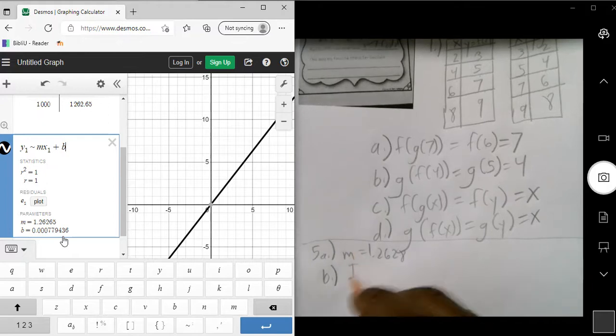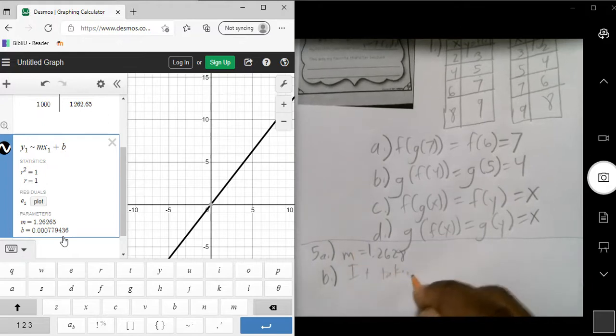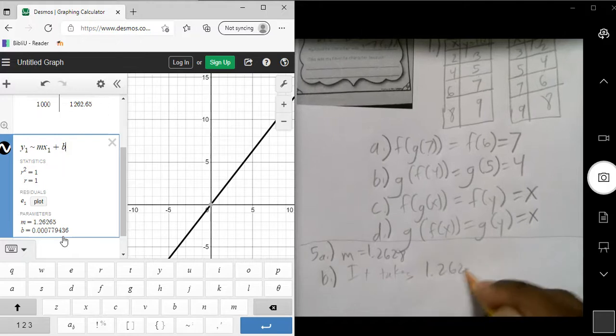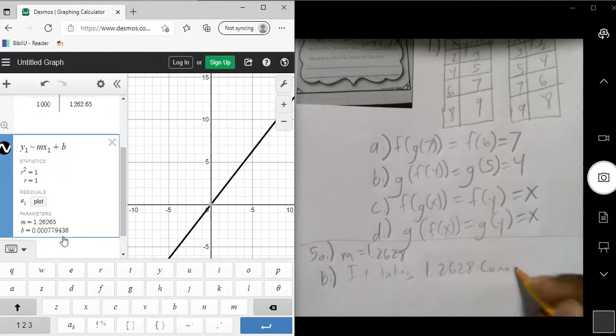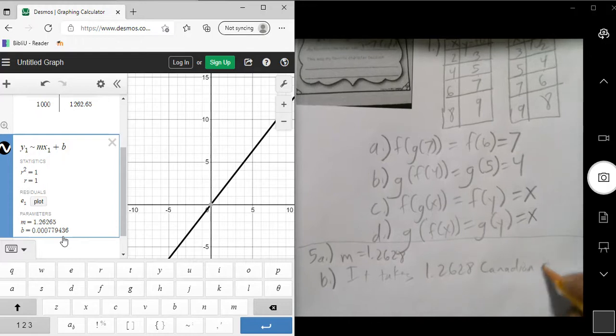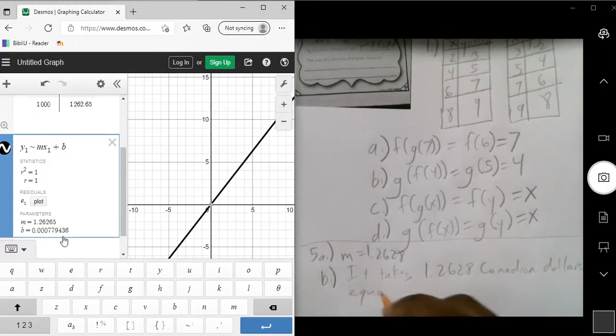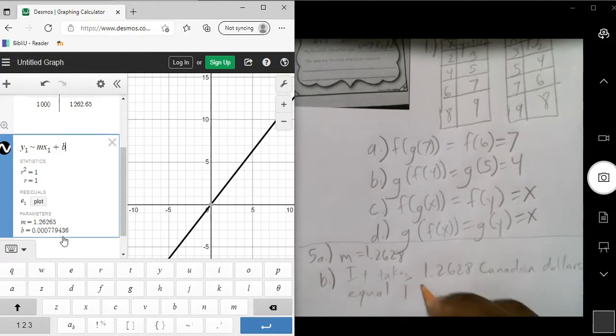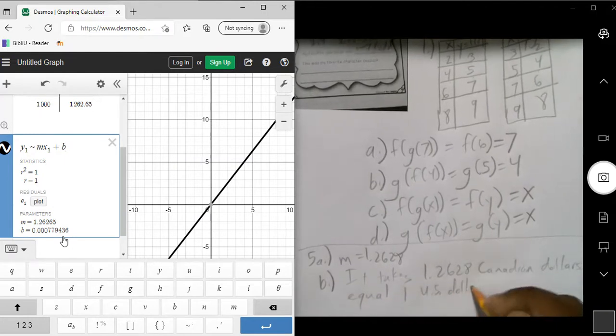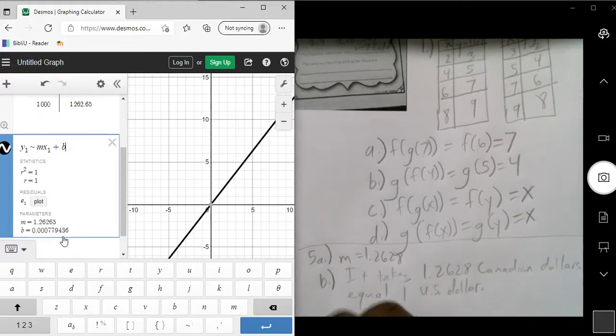Basically, it takes 1.2628 Canadian dollars to equal 1 US dollar. So that is the practical meaning. So it takes 1.2628 Canadian dollars to equal 1 US dollar. Okay, so now we go to C.